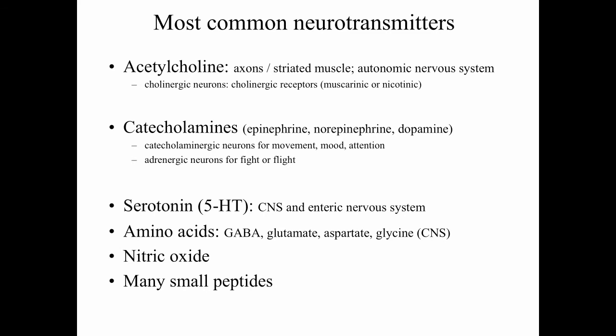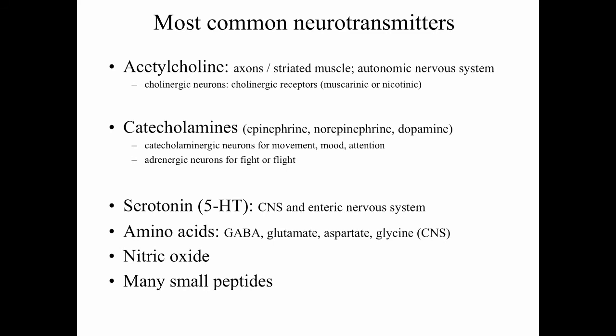So, for example, acetylcholine is a very common neurotransmitter. It's between axons and striated muscle, very common in the autonomic nervous system. We can talk about cholinergic neurons with the so-called cholinergic receptors, and you'll hear about muscarinic receptors and nicotinic receptors as special types of cholinergic receptors.